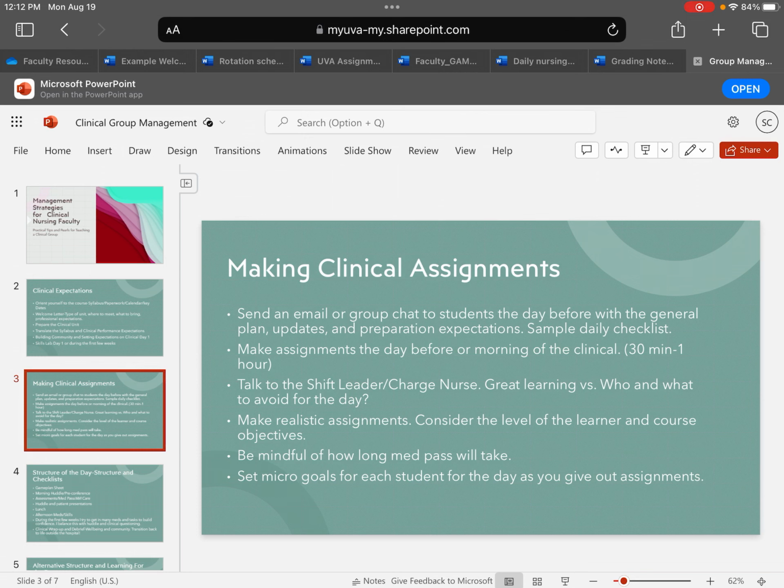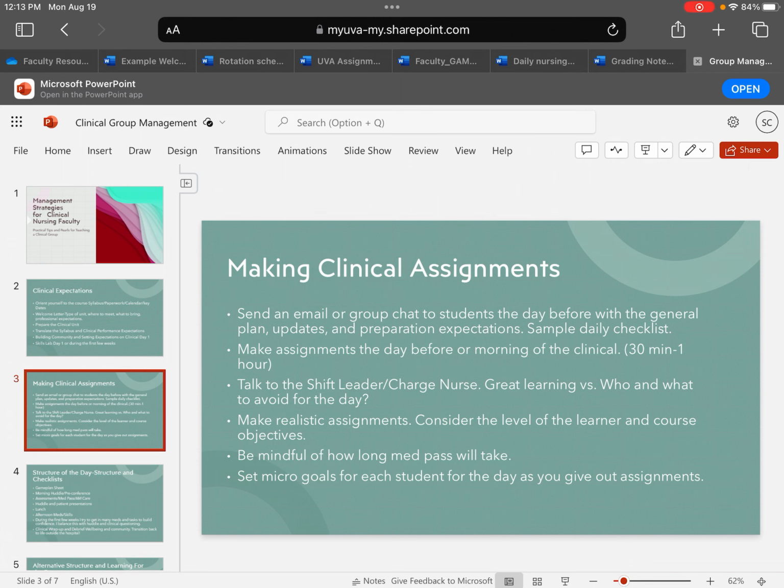So how do I make my assignments for the day? That is a really important aspect of the day, to come up with a game plan. So I try to arrive 30 minutes to an hour before the clinical starts. If it's a unit that I'm very familiar with and I've worked that week, I can very quickly make assignments. If it's a unit I'm not familiar with, or it's a unit that I haven't been on in a while, I may come in the day before and get a general game plan just to decrease my anxiety.